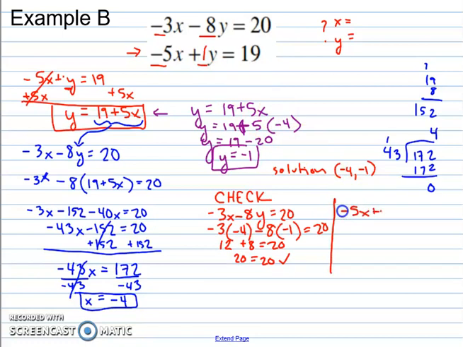-5x plus y equals 19. I'm going to plug in: -5 times -4, plus -1. Does that equal 19? Let's see, 20 minus 1, 19 equals 19. All right, so we are good. Our solution is, in fact, -4, -1. Whew! All right, we worked hard.